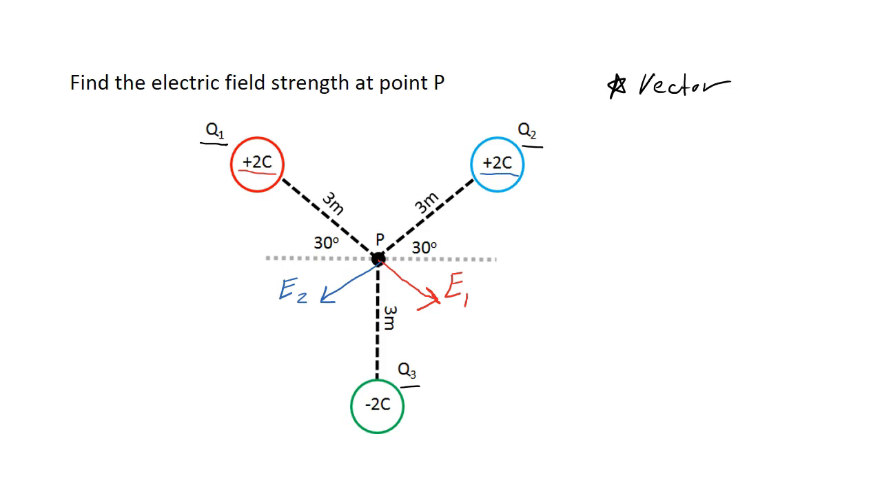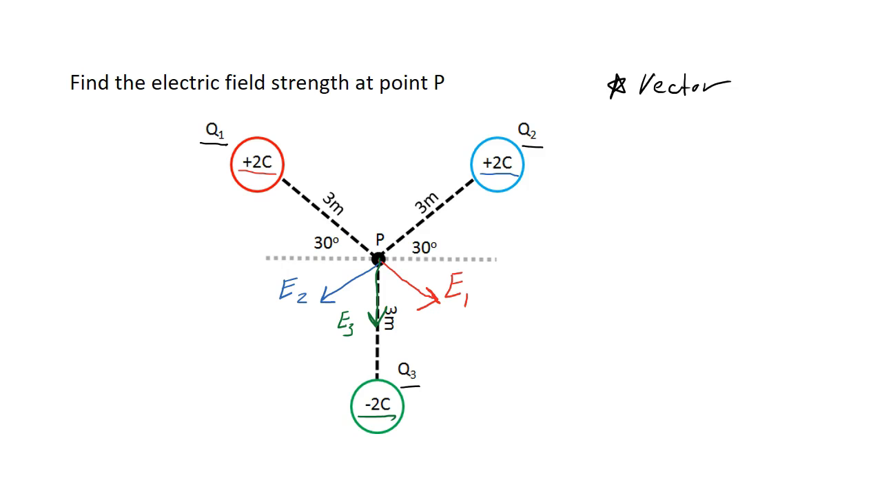We see that the last charge, Q3, is negative 2 coulombs. Okay, so we have a negative charge and a positive test charge. It's going to attract the positive test charge, so it's going to pull it down toward the bottom of the screen, toward itself. Okay, and this arrow should be roughly the same length as E1 and E2, because, once again, it's the same magnitude of charge and the same distance from the test charge.